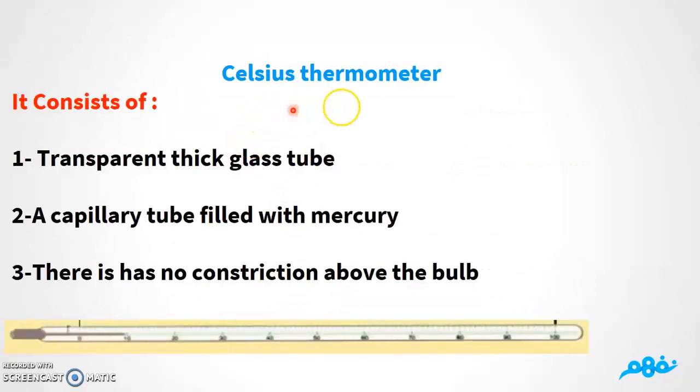Now I'm going to talk about the Celsius thermometer. It consists of number one, a transparent thick glass tube. And number two, a capillary tube filled with mercury, just like the medical thermometer. And number three, you should know that there is no constriction here. The medical thermometer should have constriction above the bulb. But in the Celsius thermometer, we don't have constriction.